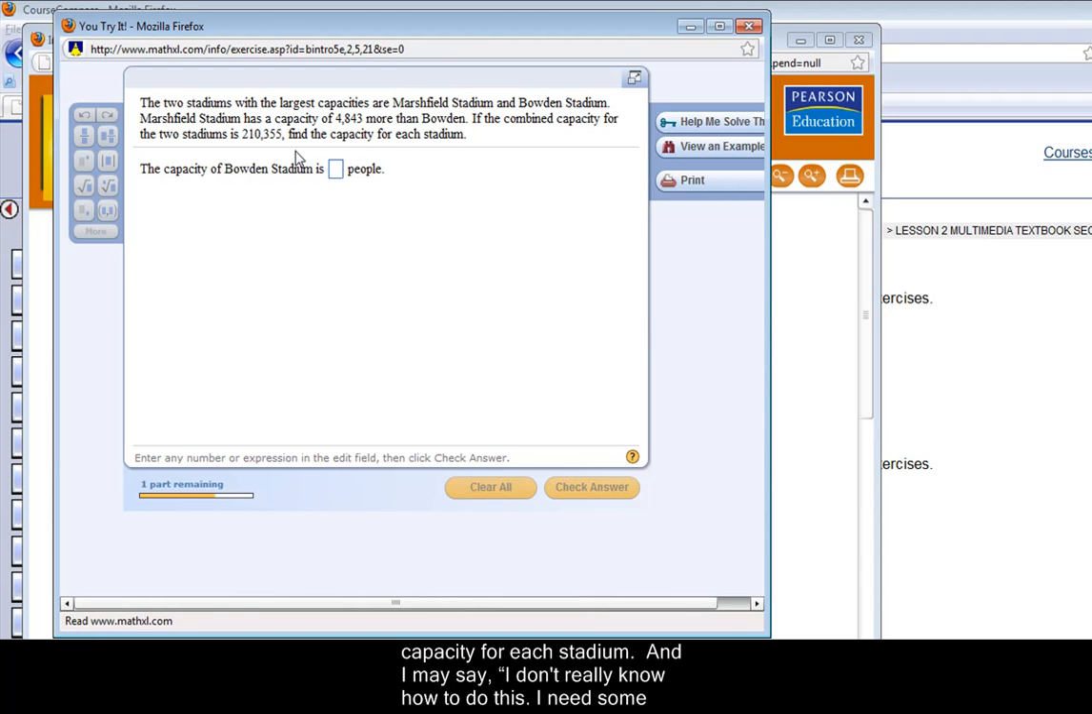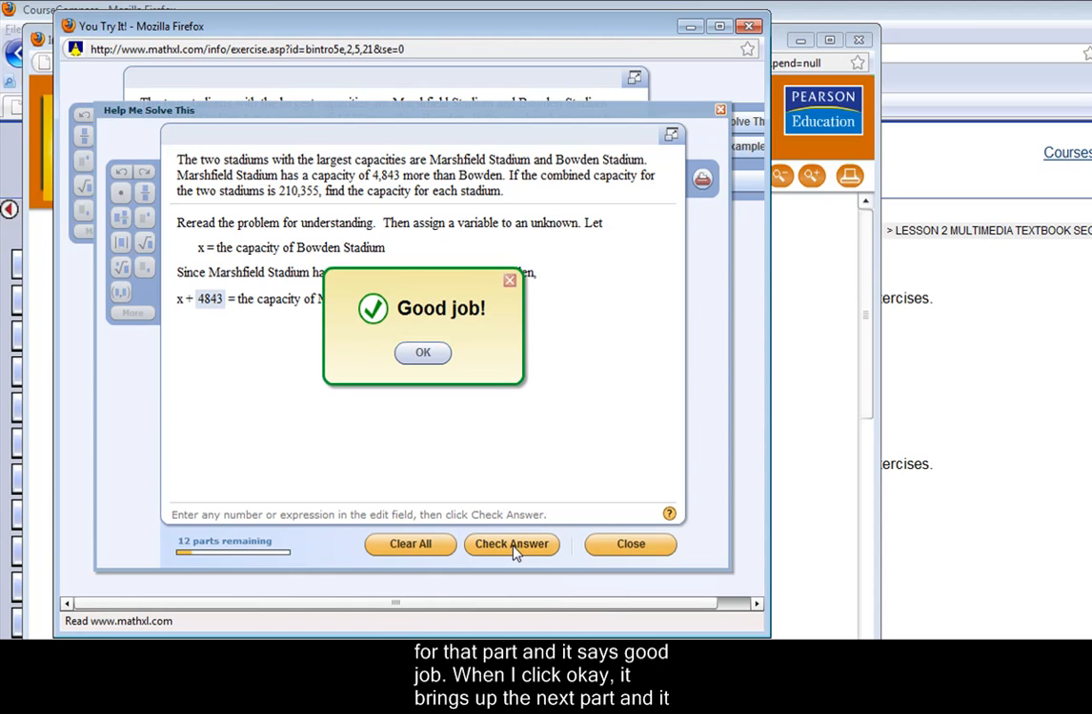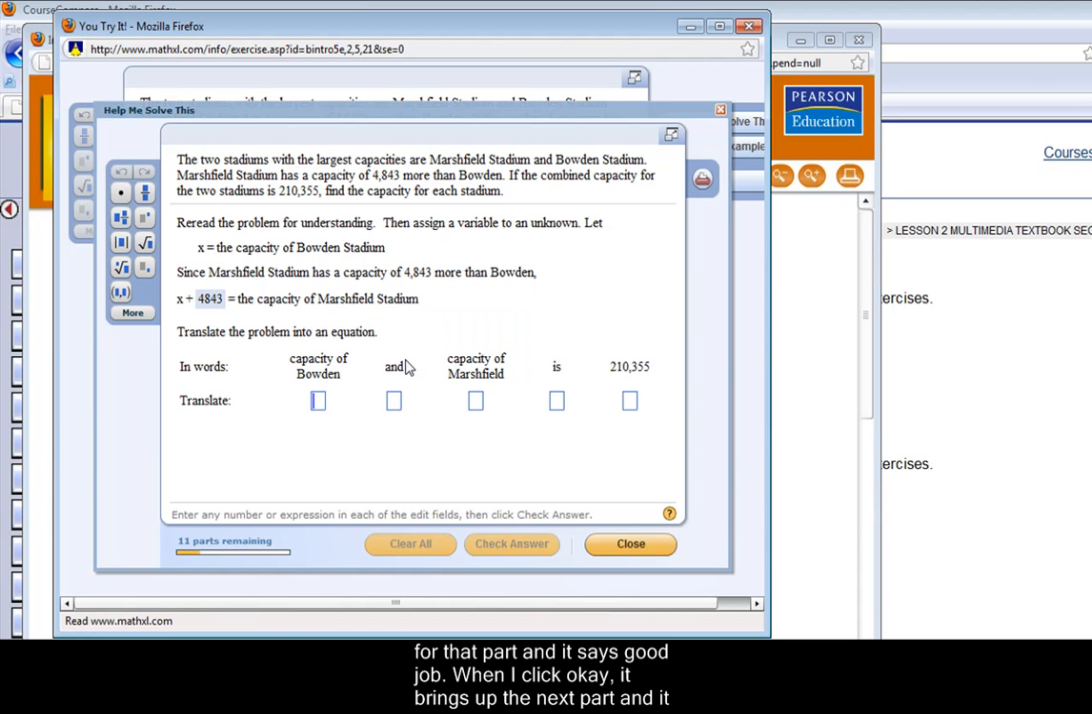And I may say, I don't really know how to do this. I need some help. So I come over to help me solve this, and I click on that, and it basically leads me through the setup. And it says, alright, let X be the capacity for Bowden Stadium. You know that Marshfield Stadium has a capacity of 4,843 more than Bowden, so it would be X plus 4,843. And then I check answer for that part. And it says, good job. And when I click OK, it brings up the next part.